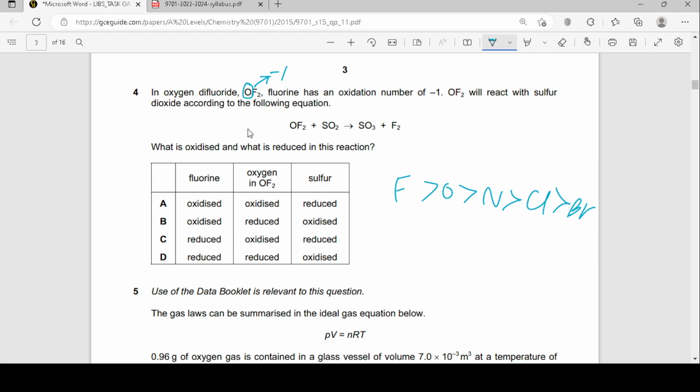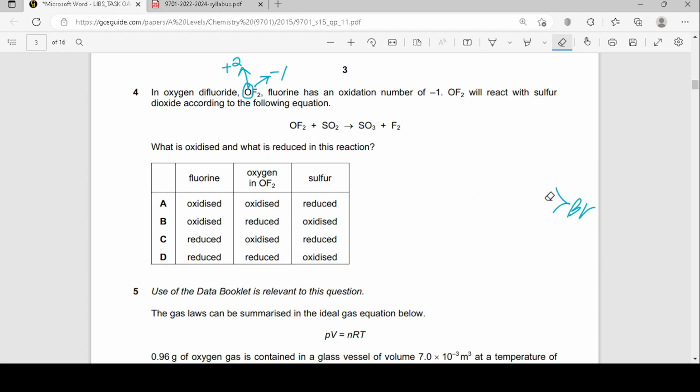Okay, so if this is -1, then 2 times -1, because there are two fluorine atoms, plus x, where I'm taking x as the oxidation state of oxygen, equals 0. So x equals +2. That means over here oxygen has an oxidation number of +2. Well, that's funny, oxygen has a positive oxidation number, but yeah, it does. So the answer is basically +2 over there.